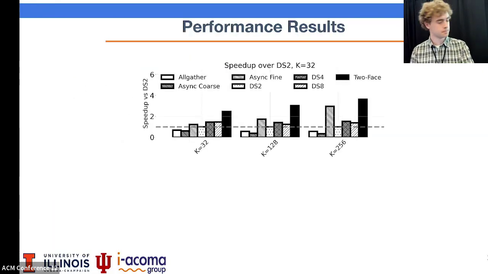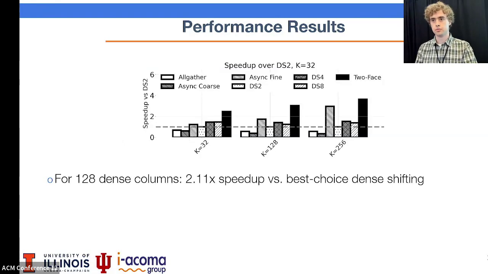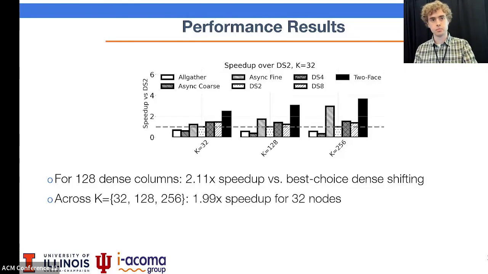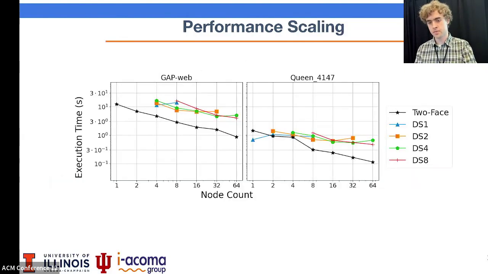Looking at the performance of two-phase, we see a reasonable speedup over our baselines of about 2.11x compared to the best choice parameterization of one of our sparsity-unaware baselines for 128 dense columns on 32 nodes, and an average of 1.99x on 32 nodes, with generally better performance as the size of the problem scales. We also perform a strong scaling analysis. I'm just showing two matrices here, but we see that two-phase scales as well or better than our baselines in general.